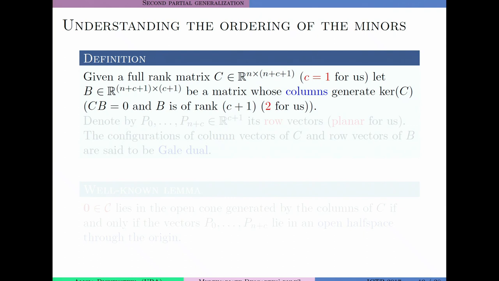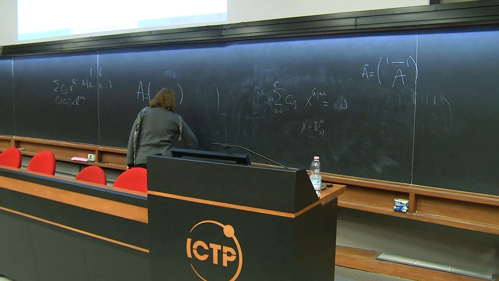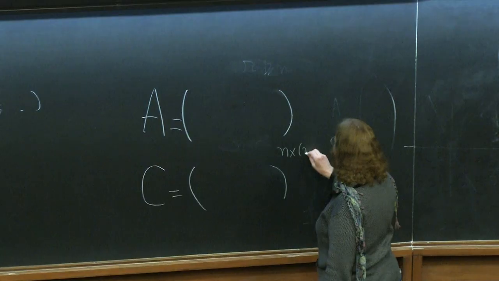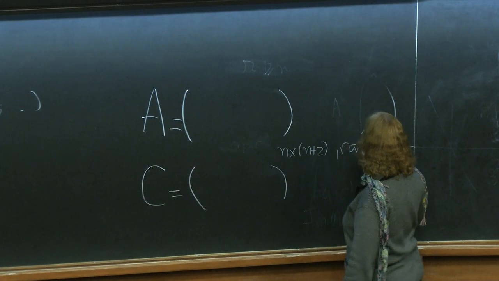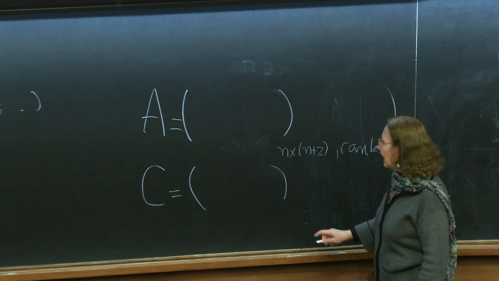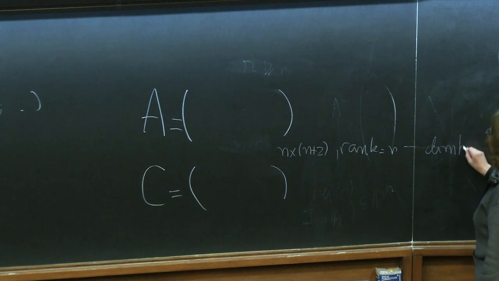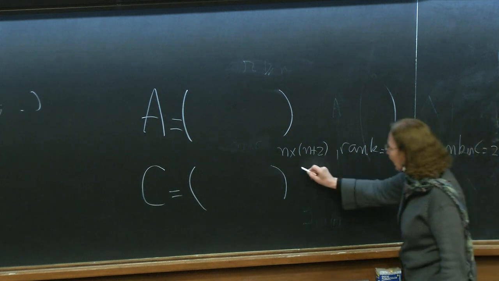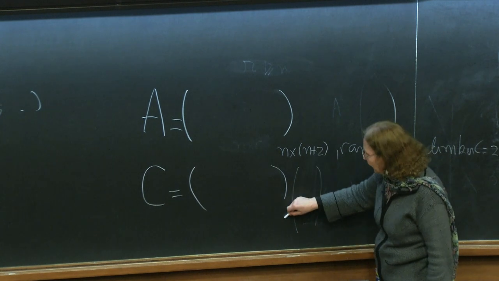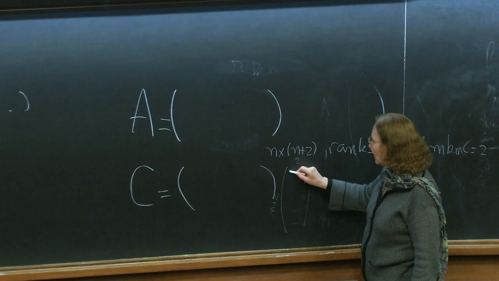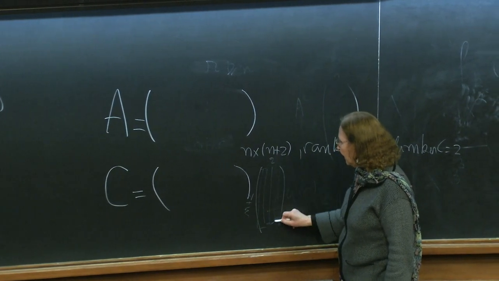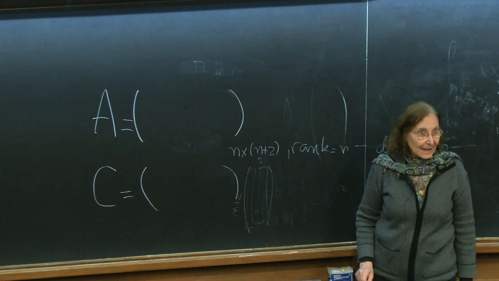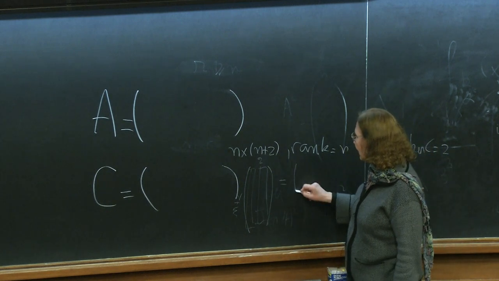case n plus 2. Because I'm having matrices, both of size n times n plus 2, and the rank is n. What is the dimension of the kernel of C? It's 2, right? So I write here a basis of the kernel. This is a matrix of size n plus 2 times 2. So the two columns here are a basis of the kernel. Okay, this is what's called a Gale dual matrix.